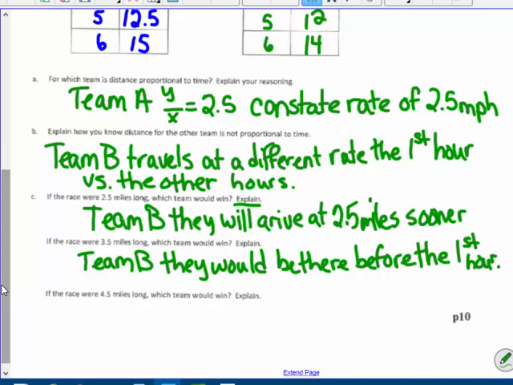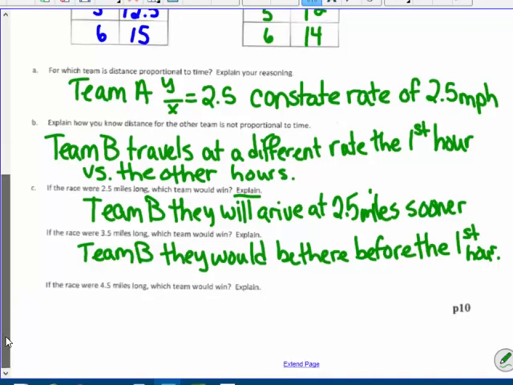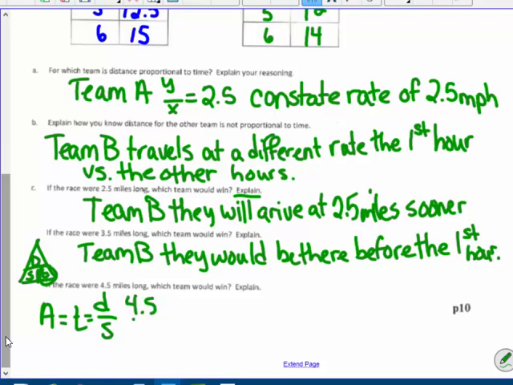If the race were 4.5 miles long, which team would win? Well, Team A, let's see if we can figure this out. Time would be distance divided by speed. From my triangle, remember distance equals speed times time, so time would be distance divided by speed. My distance is 4.5. My speed is 2.5 miles per hour. So Team A would arrive in 1 8/10 hours.